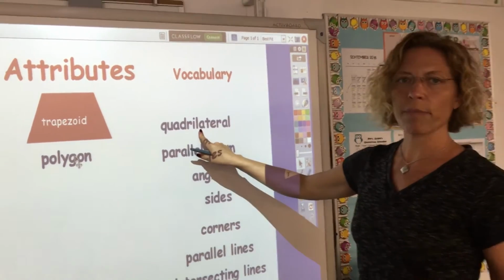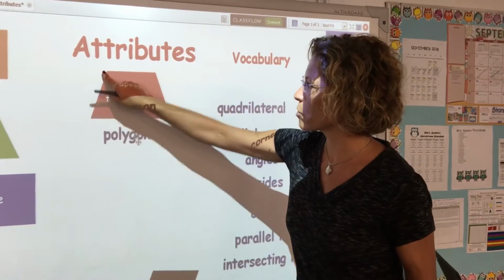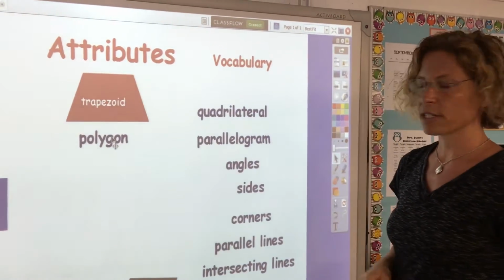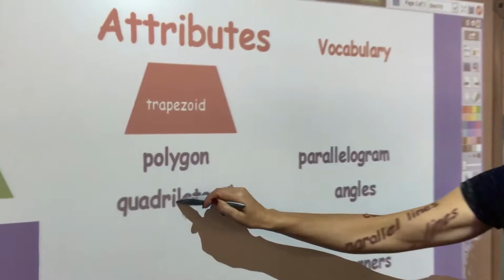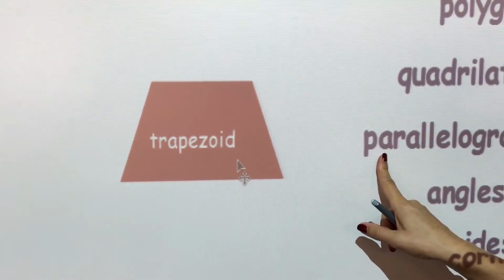Now, is a trapezoid a quadrilateral? We're going to count the sides, 1, 2, 3, 4. So yes, it is a quadrilateral. Well, we're wondering if this trapezoid is a parallelogram or not.